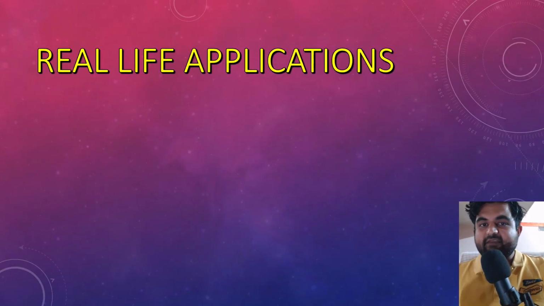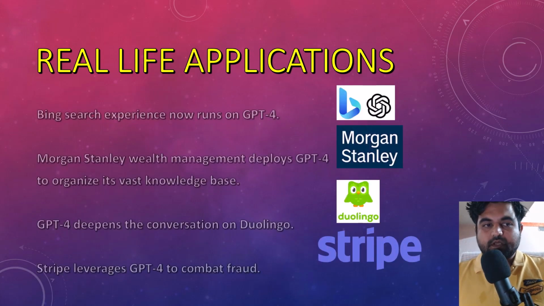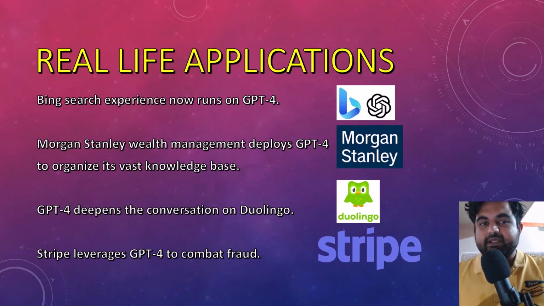If we see some real life applications or real life companies that have already started integrating their systems with the AI, like Bing is probably being used by 100 million plus users, where they are using the powers of the global search with the AI. Morgan Stanley started implementing the AI in their wealth management. GPT-4 also deepens the conversation in Duolingo. So it is going to be a huge step forward for people with different language skills coming together and working as an integrated option. And also Stripe has started leveraging GPT-4 to combat different fraud activities that happen through their payment API system.